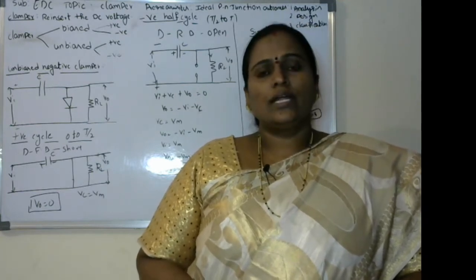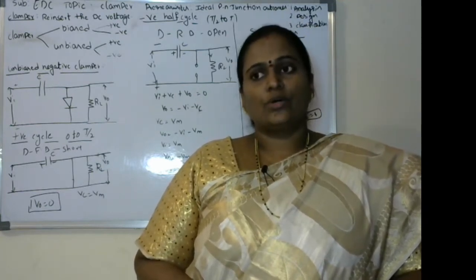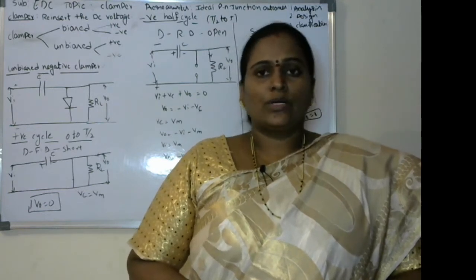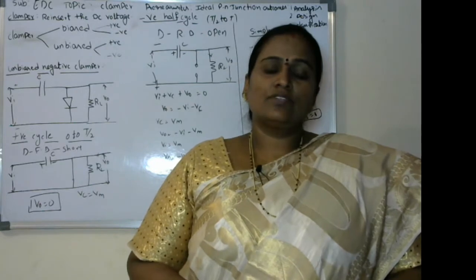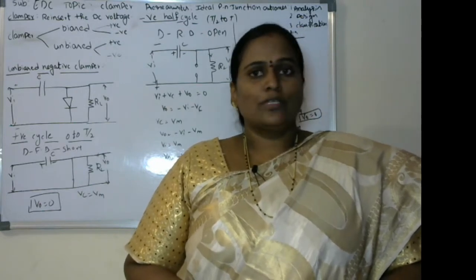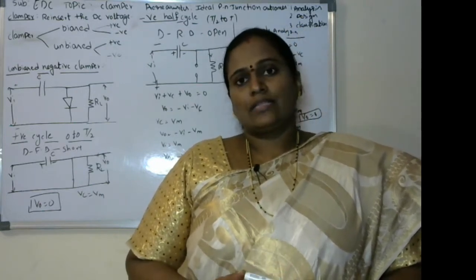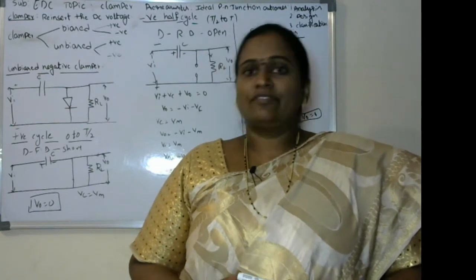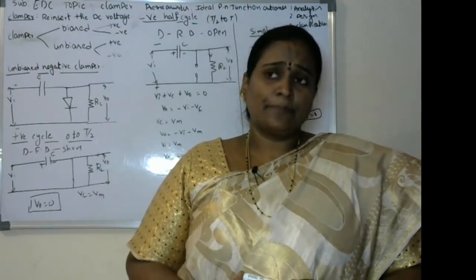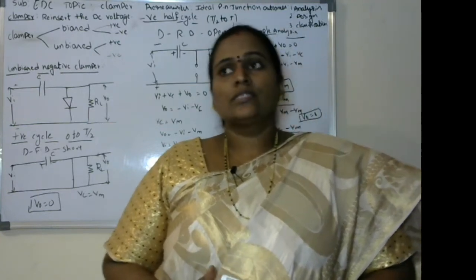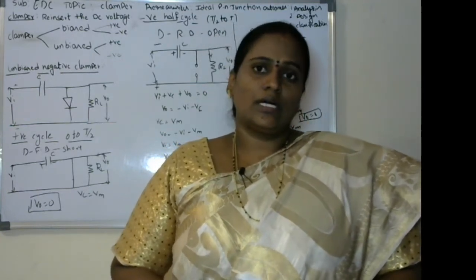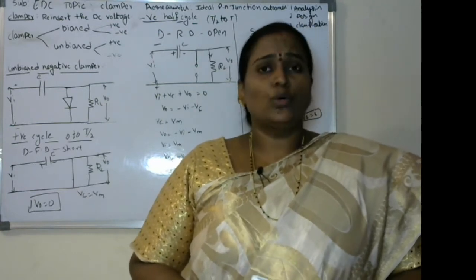We already know the ideal characteristics of the PN junction diode: if the diode is forward biased, it acts like a short circuit. In reverse bias, it acts like an open circuit. That is required for the analysis of the clampers concept. And we require the concept of capacitors also, since in the clamper circuit we are using a capacitor, so we have to know its properties.